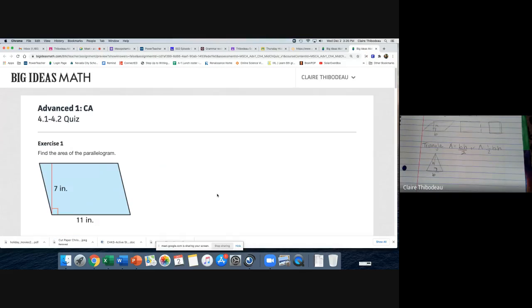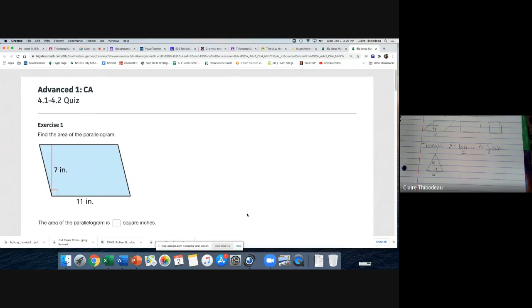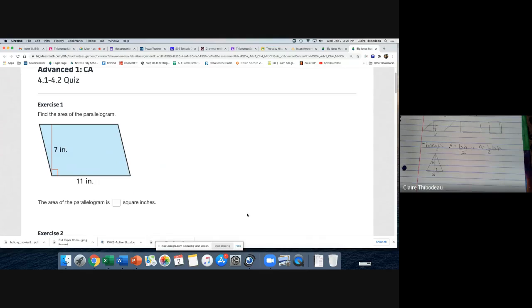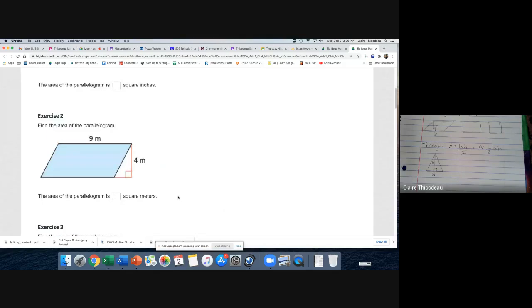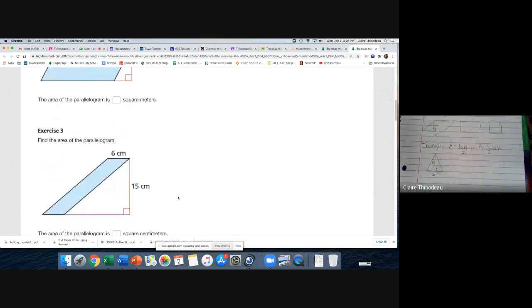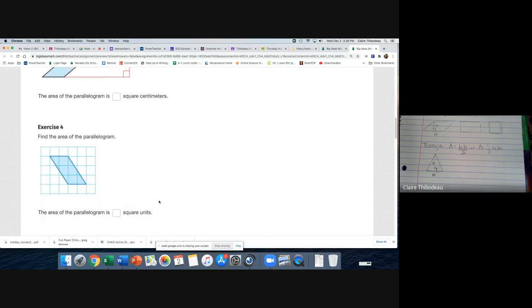Okay, so for the first question, it says find the area of the parallelogram. So all you have to do is multiply the base times the height. Same for this one, same for this one. For this one, you have to make sure that you count the boxes. So remember that you're counting the full boxes from one side of the shape to the other.